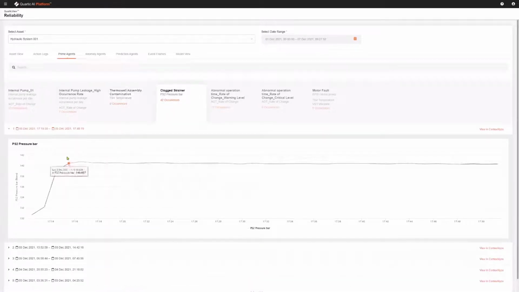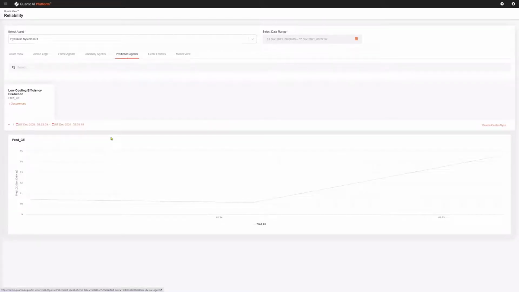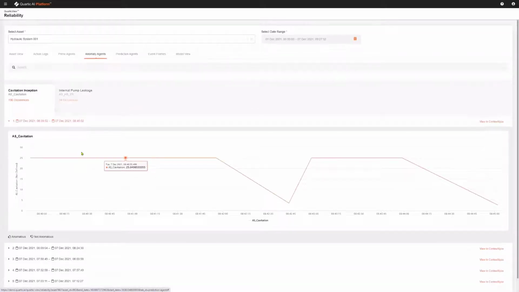I have prime agents, which are simpler rule-based ones like violating a pressure differential across a filter. I can also have predictive agents that use a predictive machine learning model, so in this case looking at a predictive cooling efficiency. And finally, I can have anomaly detection agents that compare my current operation to a baseline.